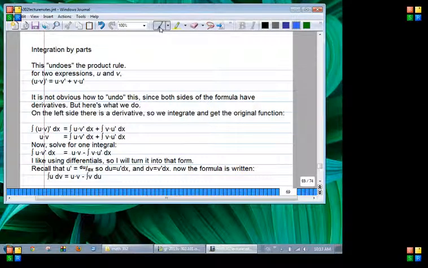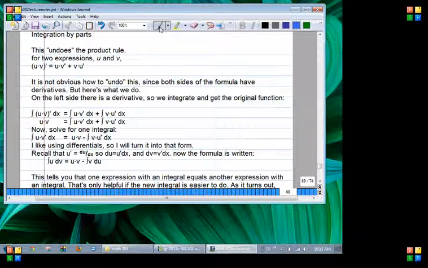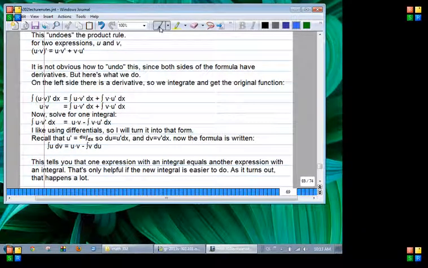And that's the formula. Well, we've got this equation, but just like the original formula had derivatives on both sides, this equation has integrals on both sides. That doesn't seem very helpful. Well, it would only be helpful if one of the integrals was much, much easier to do. And it turns out that that happens a lot. And that's why this is a useful technique. So let's take a look.